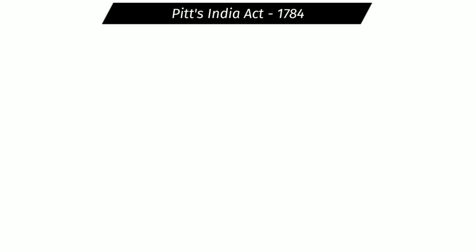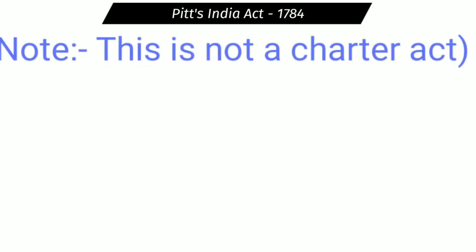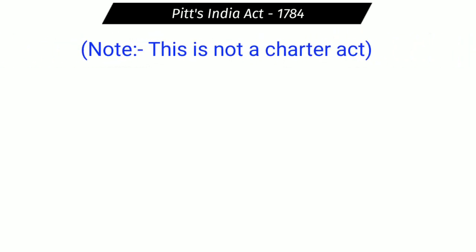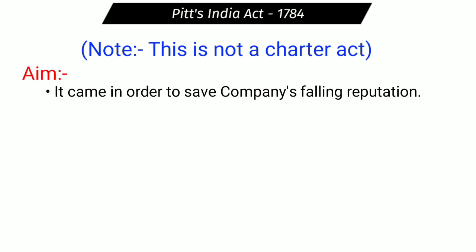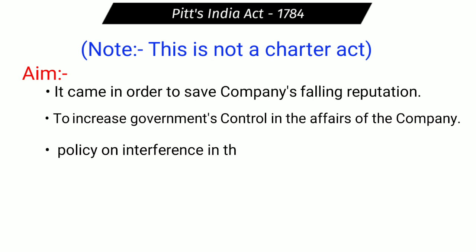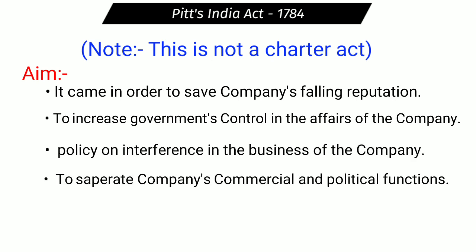Moving forward, before the Charter of 1793, an act came, named after the British Prime Minister William Pitt, and the name of this act was Pitt's India Act 1784. Here you need to note that this is not a Charter Act. This act was passed in 1784 to save the company's falling reputation due to the abnormalities of the Regulating Act, the incomplete control of the British government over the company, the misrule of the company in India, and also against the injustice and atrocities being committed by its employees.